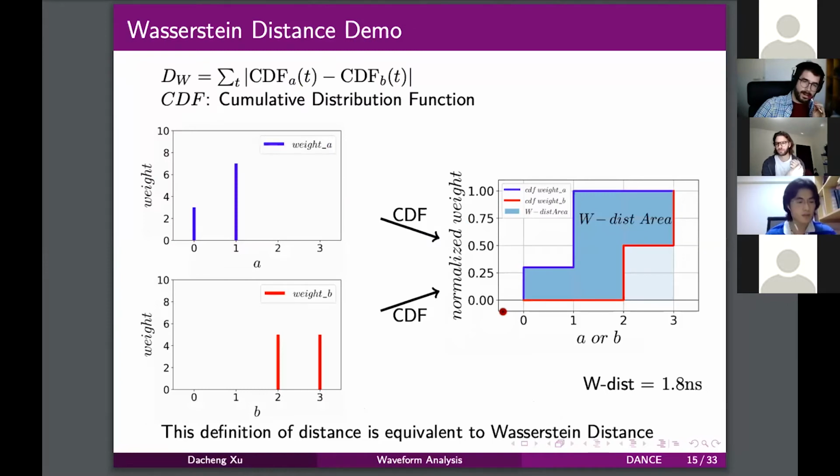And in practice, the loss we use in numerical calculation is defined here, the dW. The CDF here means the cumulative distribution function. We first calculate the subtraction of the CDF of A and the CDF of B, which is shown here. Then take the sum of the absolute value of the subtraction. That is the area plotted in dark blue. And that is the L1 distance of the cumulative distribution functions of A and B. We can prove that the distance we define here is equivalent to the Wasserstein distance.